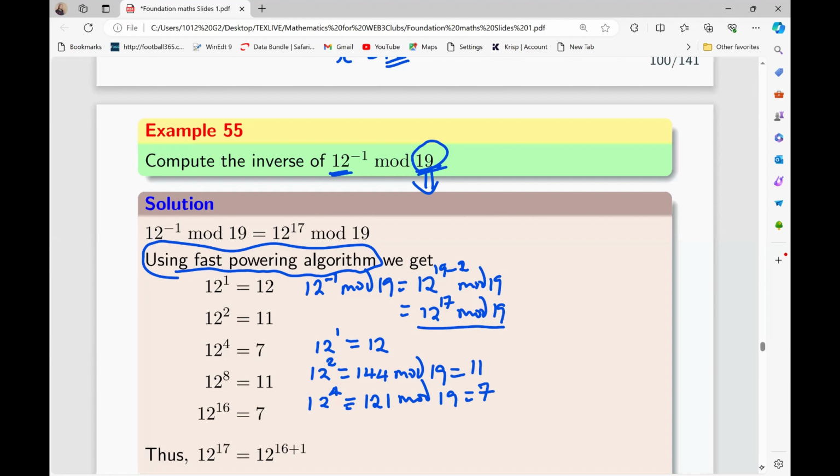Now square that line again. What you get is 12 raised to 8, and then square 7, which is 49. You can see that 49 is bigger than 19, so you have to divide by 19 again and note the remainder. Dividing by 19, it goes there 2 times, and the remainder is 11.